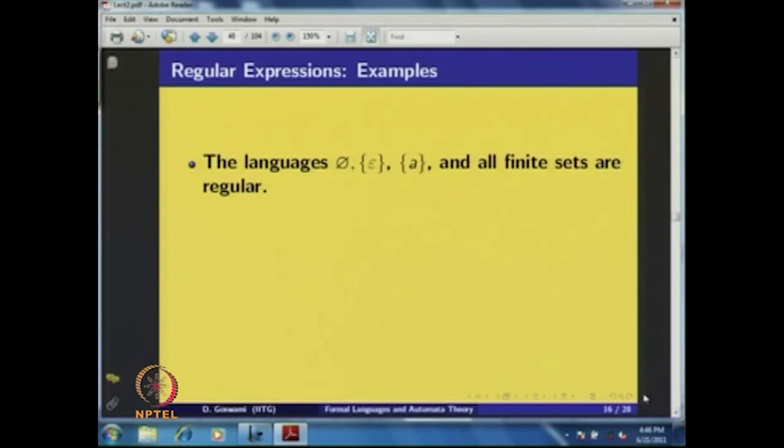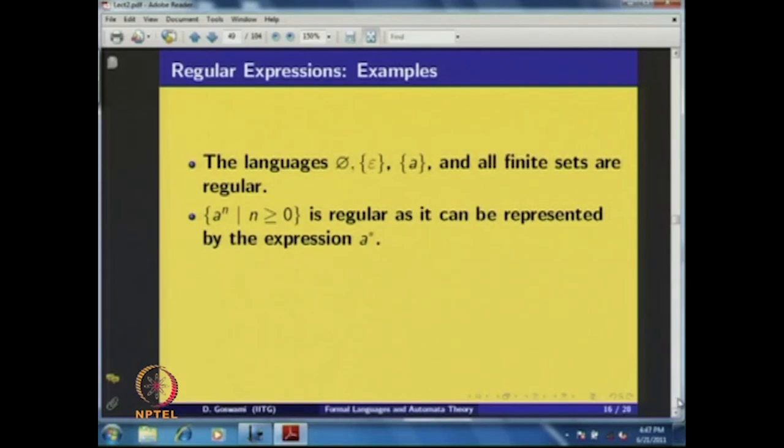Now, let us give some examples of regular expressions and how we can construct regular expressions. So, already we have seen that the languages phi, singleton epsilon and singleton a for every a belonging to sigma, they are all finite sets and are regular.